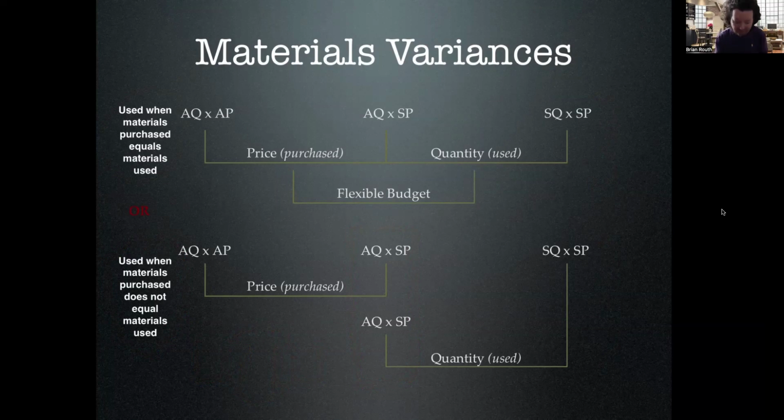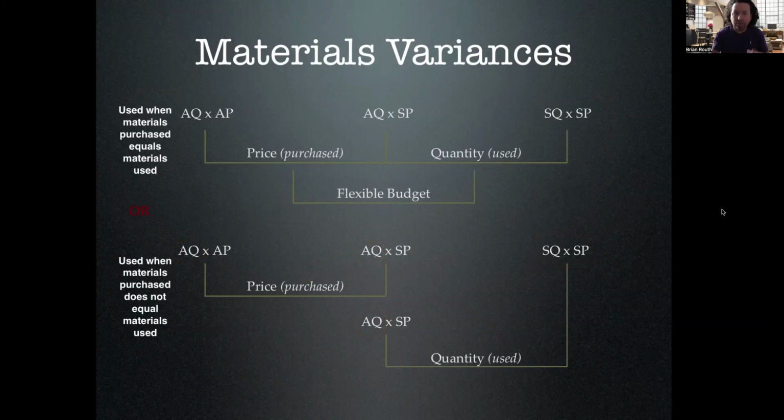So in this case, the quantities here are based on materials purchased. Those two quantities would be the quantity of materials purchased, whereas this quantity would be the quantity of materials used. All right, and then we would calculate our standard quantity and standard price as usual.